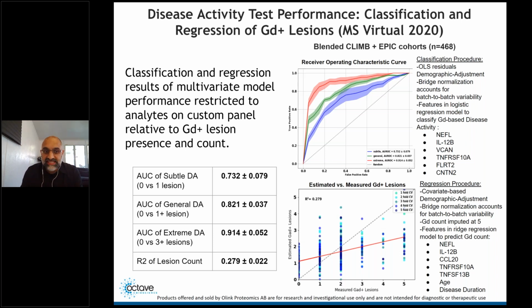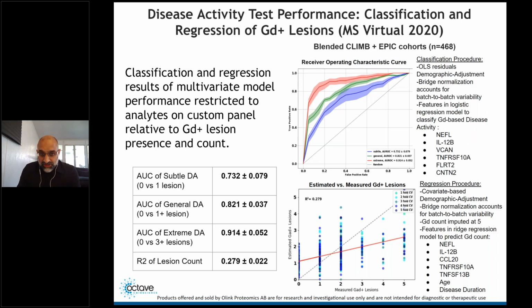So subtle disease activity is the comparison between no gadolinium enhancing lesions on the MRI versus only a single lesion. General disease activity is 0 lesions on an MRI versus one or more lesions. And extreme disease activity is 0 lesions on an MRI versus 3 or more lesions.